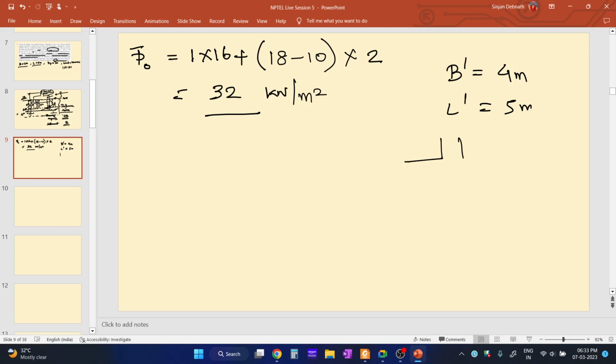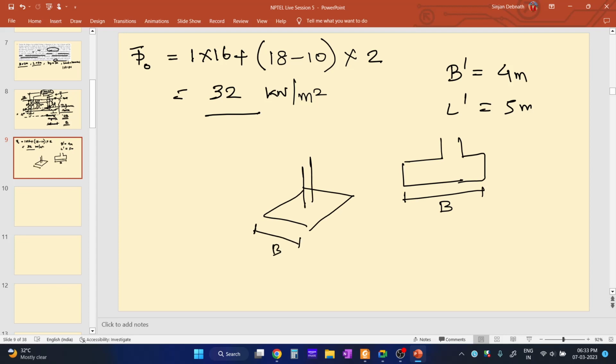See, I am drawing it once again over here. See, this one is breadth, and how does the footing look like? The footing looks like this. This one is breadth, this one is length. Okay, and the same thing is happening. Distribution is happening like this in both the cases.